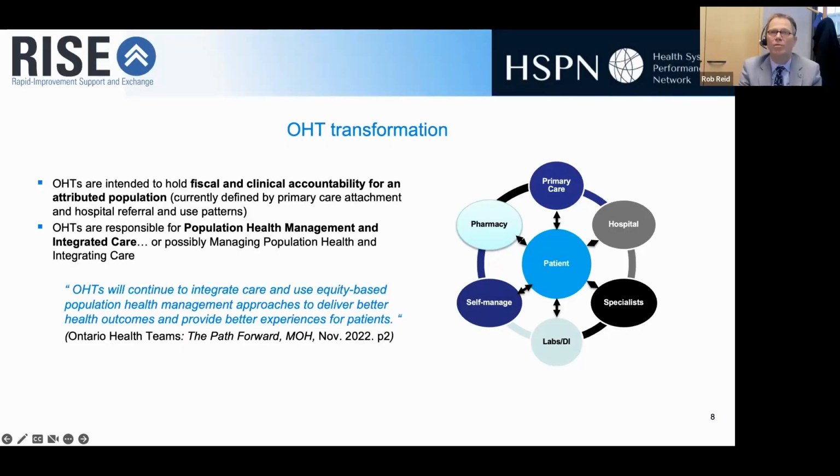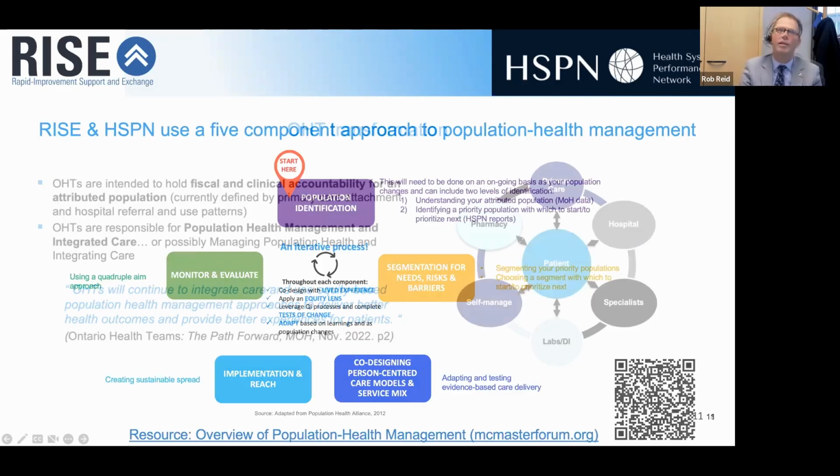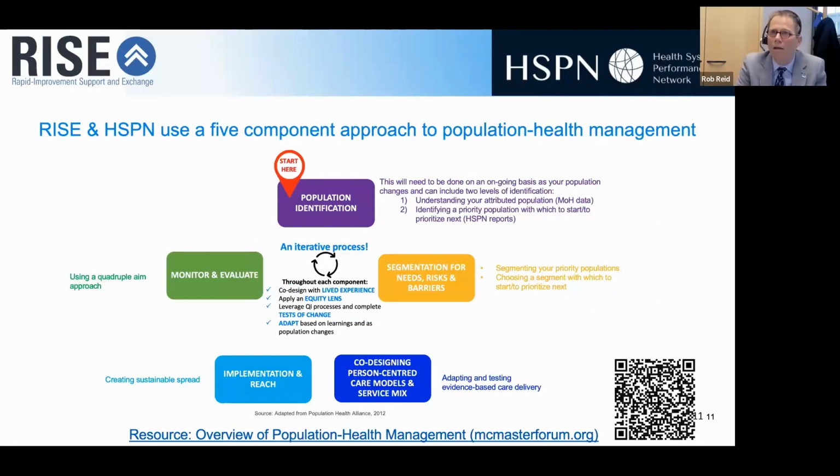Co-lead Rise, which is one of the OHT support partners across the province. And this is the 5-step model that we've introduced in Ontario. The first step is really around identifying who the population is. And then it's really understanding the needs of those patients and populations using data.